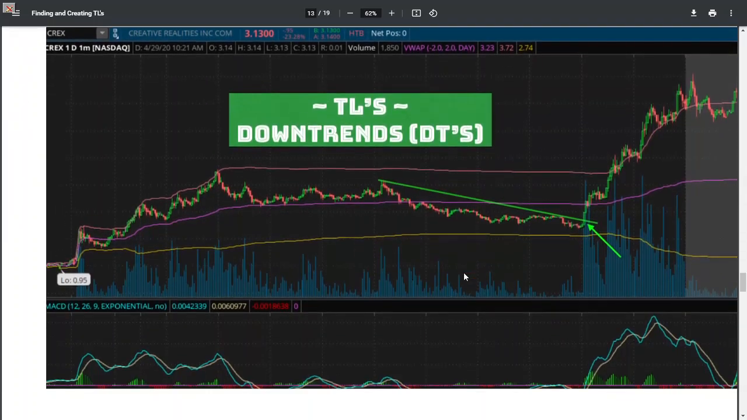And yes, that's what I thought. And then we'll get into this afternoon: trend lines, downtrend, DTs, baby.